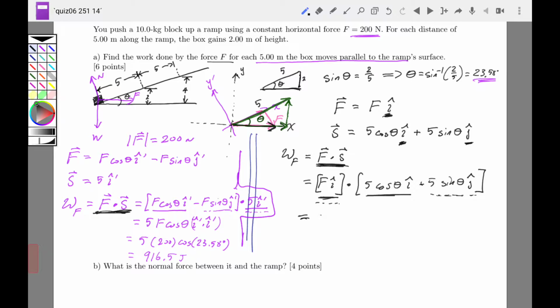So we have F, that's 200, times 5 cosine 23.58 degrees. i hat dot i hat, that's just 1, and it's the same thing as we had here. So 916.5 joules. I guess with the proper number of sig figs it would be 917 joules.